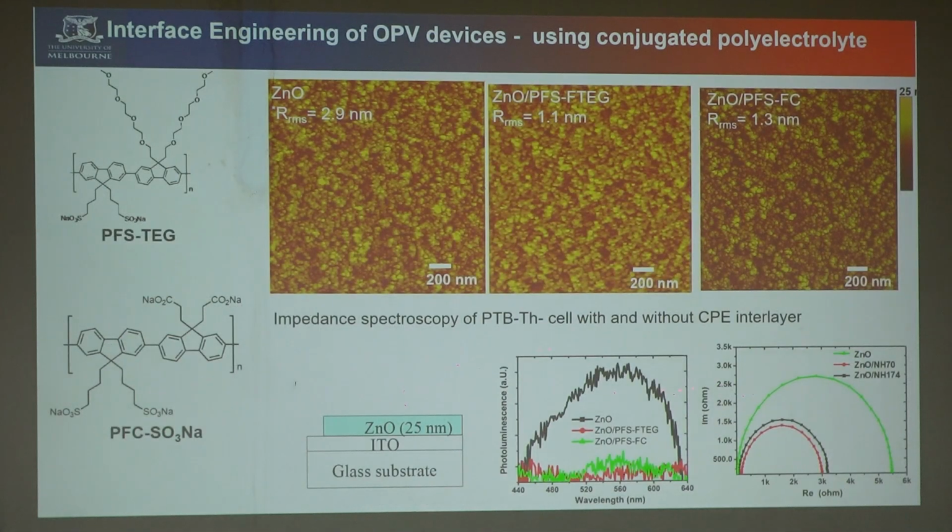So again we see that by doing this type of modification on the surface, the roughness is greatly reduced from 2.9 to 1.3 here, and also we can see that for the zinc oxide, when you coat a second layer on top of it, the surface defect is greatly reduced, because it's coming not only from that energy level tuning, but the surface defect is also reduced here.